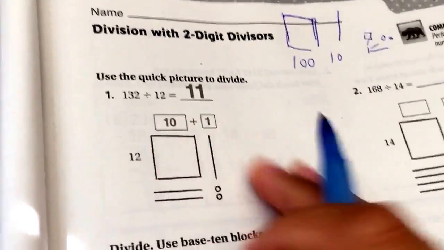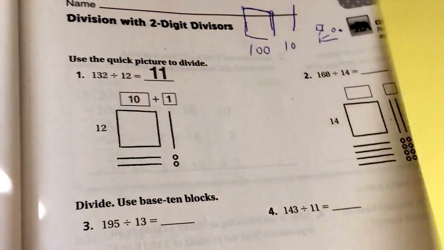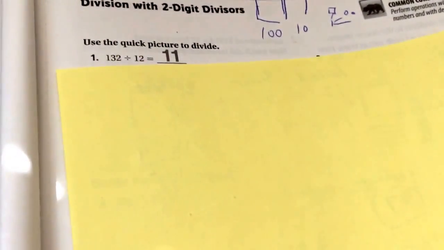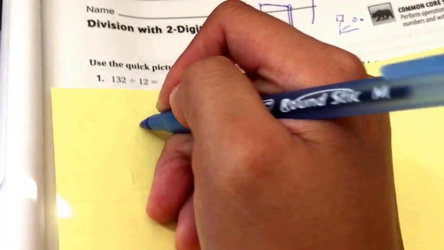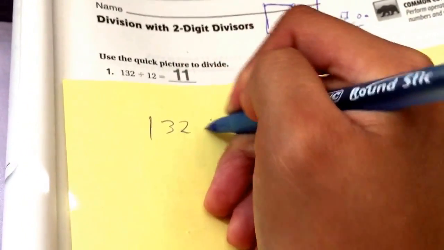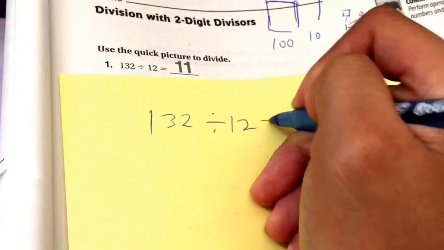So what we're going to do here is label the dividend. And even though they have the answer for us here, I'm going to redo the whole problem on this paper just to show you where everything's coming from. So I'm going to cover this for a second so I can describe it more easily. So 132 divided by 12 equals what?